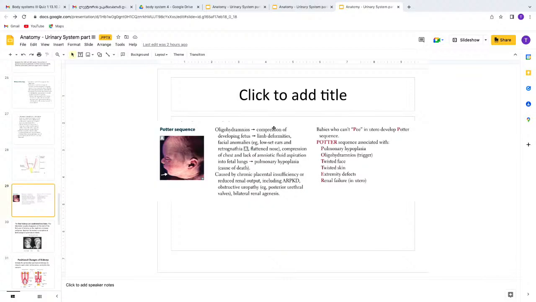And now we're having one disease, which is called Potter sequence or Potter's disease. It is when we're having oligohydramnios. If you know, in the placenta, we're having amniotic fluid, right? You know that. And when we're having oligohydramnios, it means that we're having a low amount of the amniotic fluid.